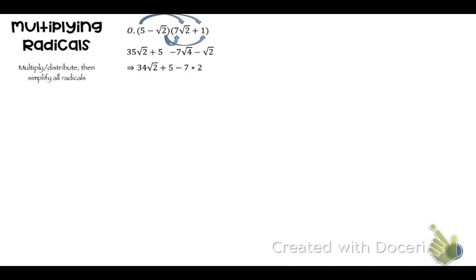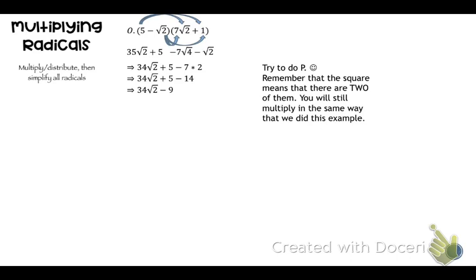Well, I know that we can combine, I skipped some steps right here, we can combine these two to get that 34 square root of 2. 5 just stays, and then the square root of 4 is 2. Which simplifies further. 7 times 2 is 14, so that's 34 square root of 2 plus 5 minus 14, which 5 minus 14 is negative 9. I want you to try and do P. Remember that the square means that there are 2 of them. You will still multiply in the same way that we did this example.